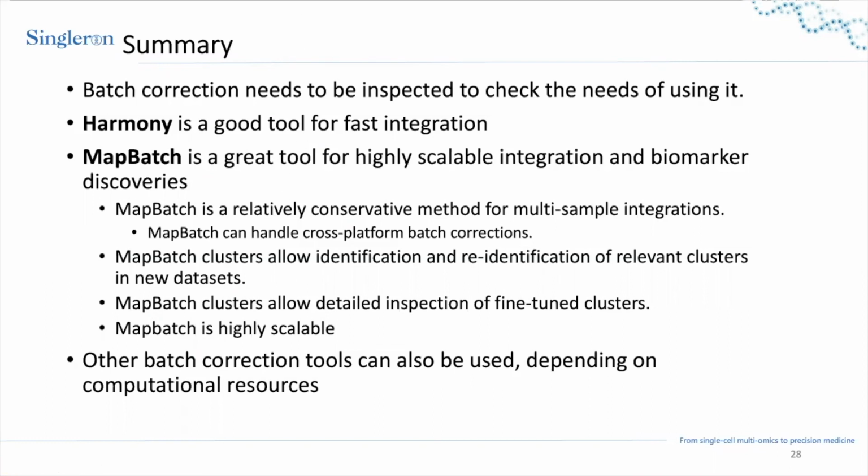I will skip this summary, but just the short version. Again, Harmony or Seurat itself is a good tool, and if you want to speed up the process, Harmony is still good for fast integration. MapBatch is a great tool. It's highly scalable, and it helps you find those rare cells, especially with regard to disease progression. That's the key takeaway.